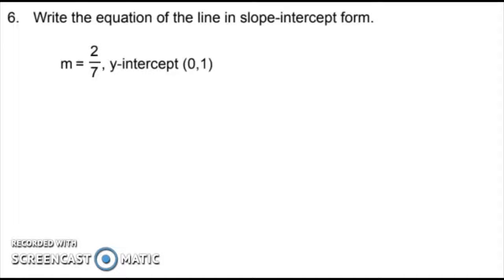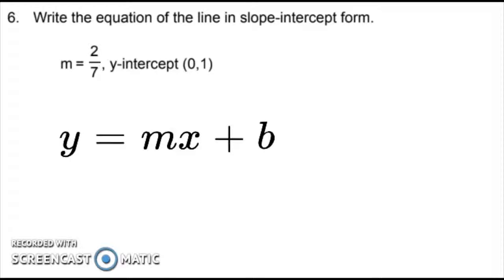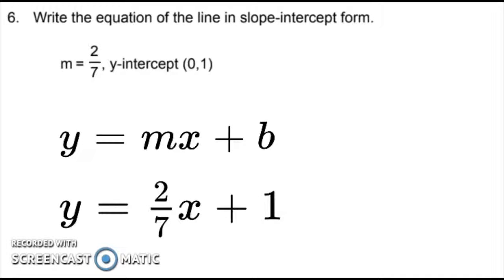Number 6 says, write the equation of a line in slope-intercept form. So that is y equals mx plus b. M is 2 over 7, b is 1. So my equation is going to be y equals 2 over 7x plus 1.